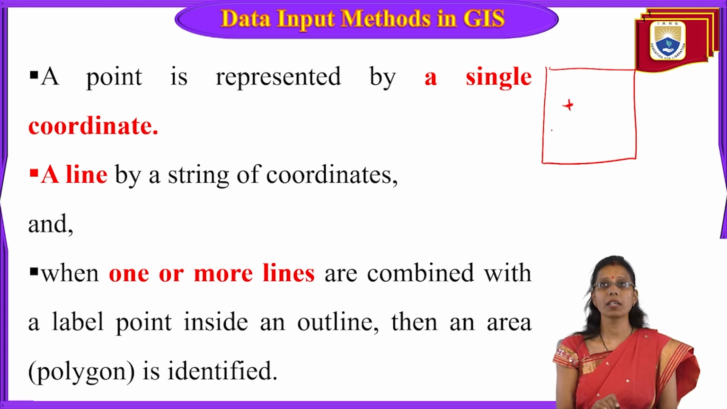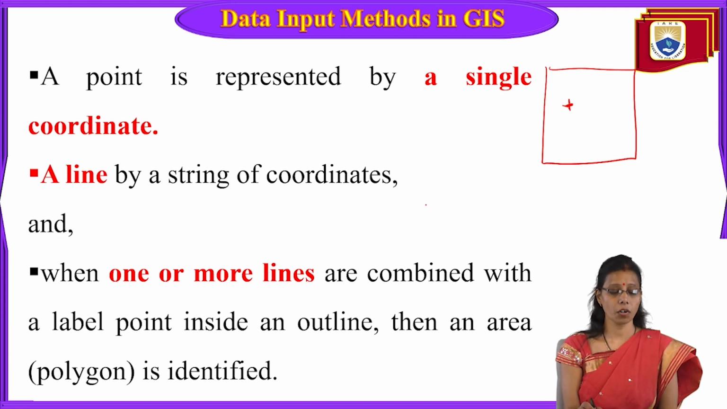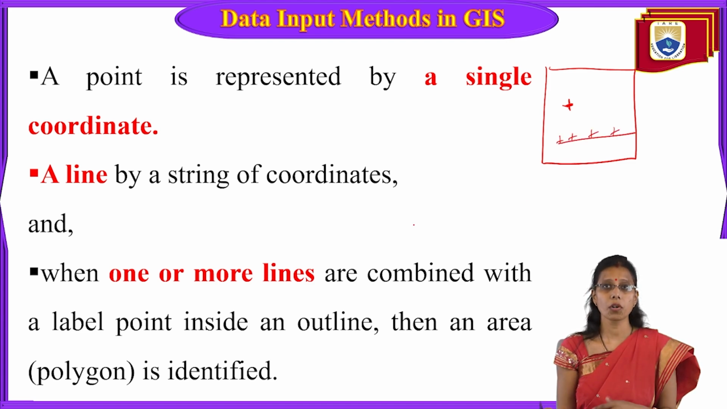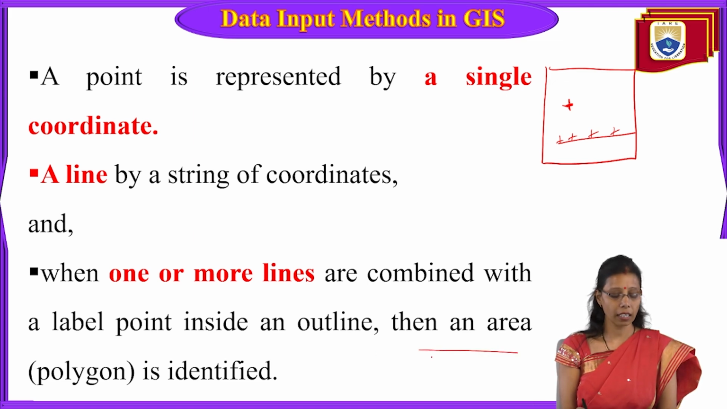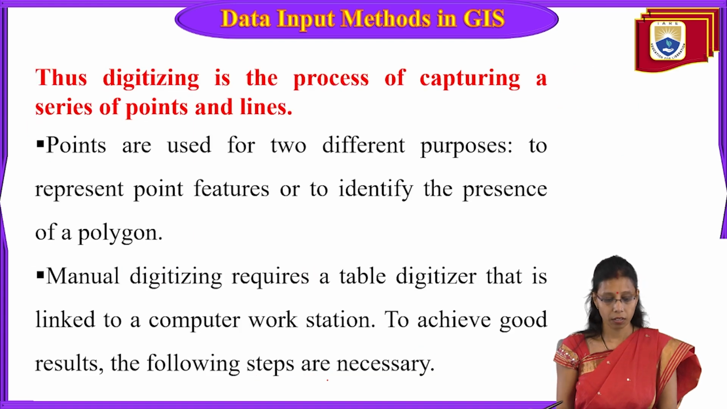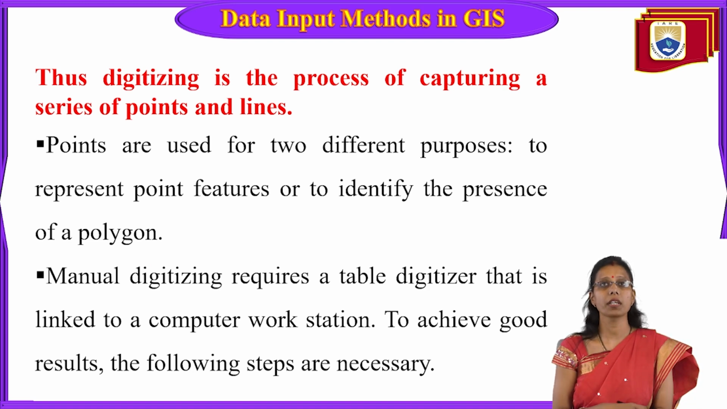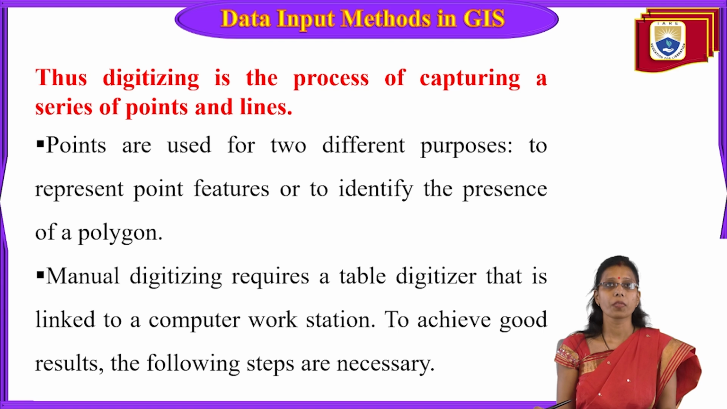So this point will have a single coordinate, a single latitude, and only X or Y. A line will have a string of coordinates, so 1, 2, 3, 4, like a string of coordinates. And when one or more lines are combined with a label point inside an outline, then the area polygon is identified. So digitizing is the process of capturing a series of points and lines.